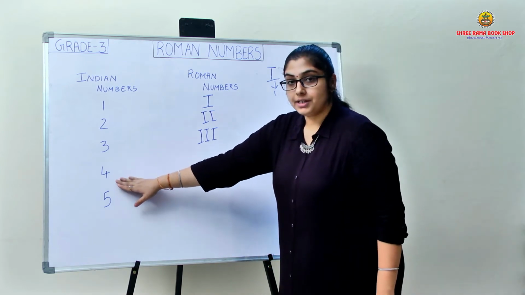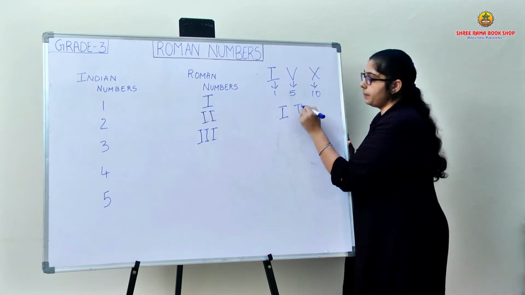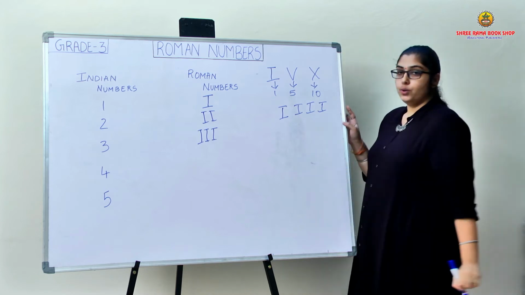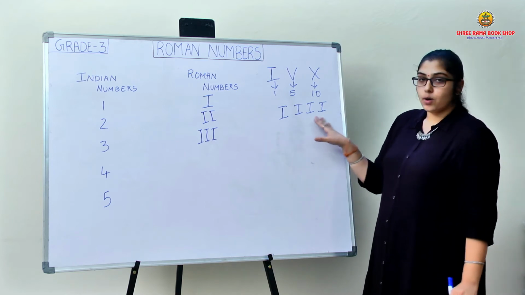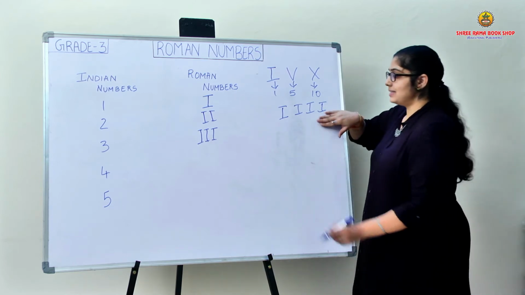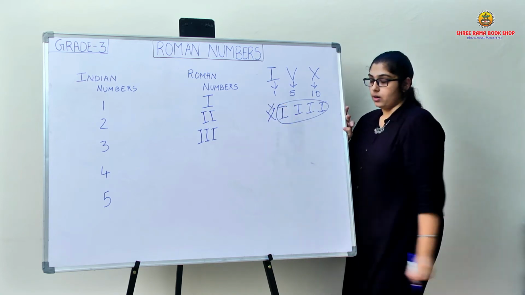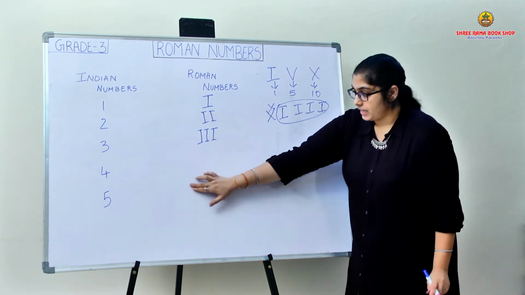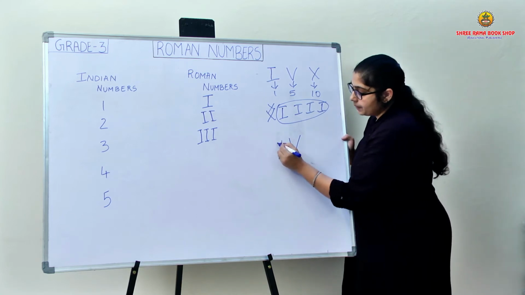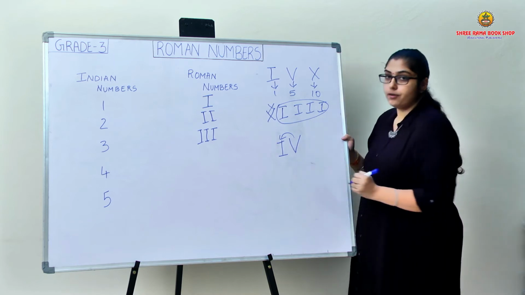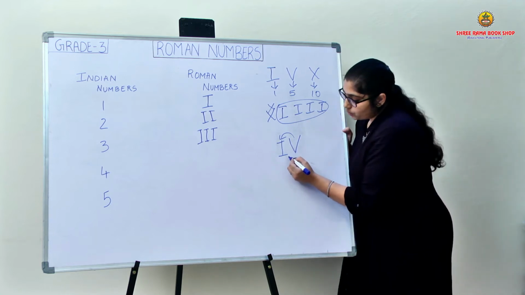So if I want to form the number 4, can I use I for 4 times like this? I and I. No, right? Rule number 2 says that you cannot repeat the Roman symbol in an order more than 3 times. So this is not true. It is false. It is wrong, right? I can't use like this. So I will be using V, which represents 5, and I will be adding I to the left side of V.